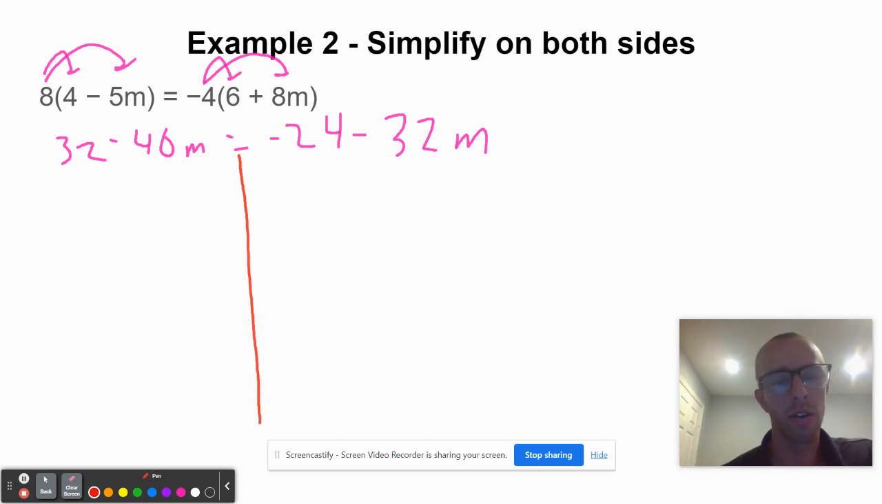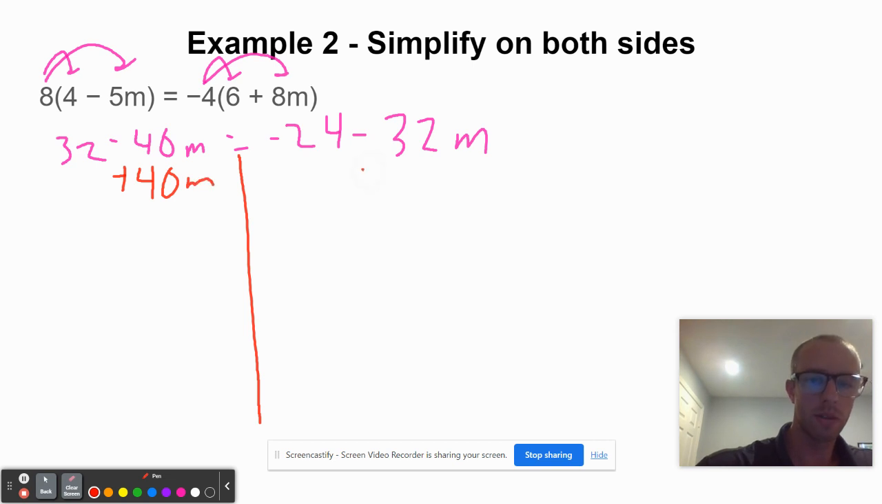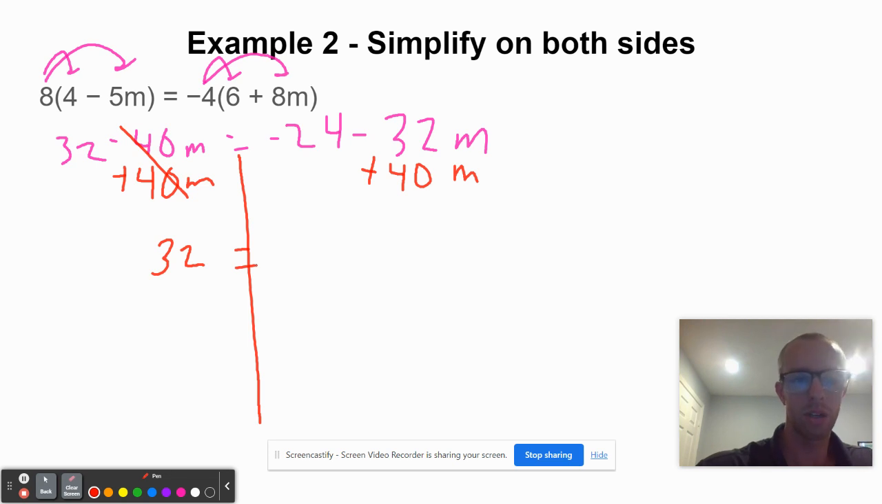Now I want to make it so there's only variables on one side. To do that, I'm going to get rid of either the negative 40m or the negative 32m. It doesn't matter. As long as your math is correct, it will work out. I'm going to get rid of the smaller one, which is negative 40. Add 40m to both sides. Notice how I line up my variables. I do the same thing to both sides. These cancel. I'm left with 32 on this side is equal to negative 24. Negative 32m plus 40m is 8m.